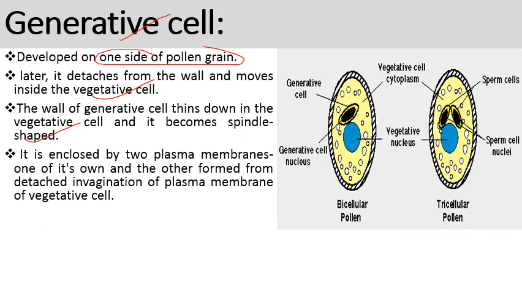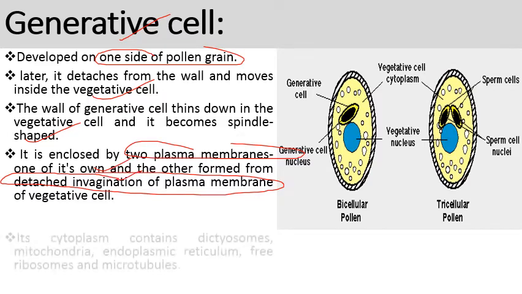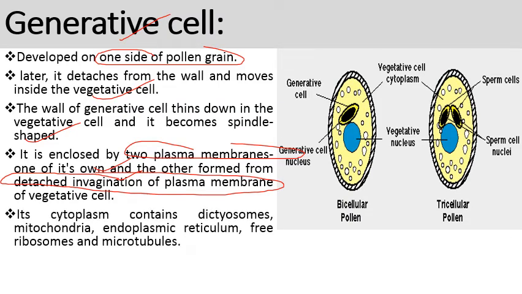It is enclosed by two plasma membranes, one of its own, एक इसकी अपनी होती है, and the other formed from detached invagination of plasma membrane of vegetative cell. तो दूसरी इसमें होती है इन्वेजिनेशन ऑफ प्लाज्मा मेम्ब्रेन ऑफ वेजिटेटिव सेल्स की, दो मेम्ब्रेन सराउंड करती है जनरेटिव सेल को. Its cytoplasm contains dictyosome, mitochondria, endoplasmic reticulum, free ribosome, and microtubules. सो ये सारी चीज़ें इसमें प्रेजेंट होती हैं.